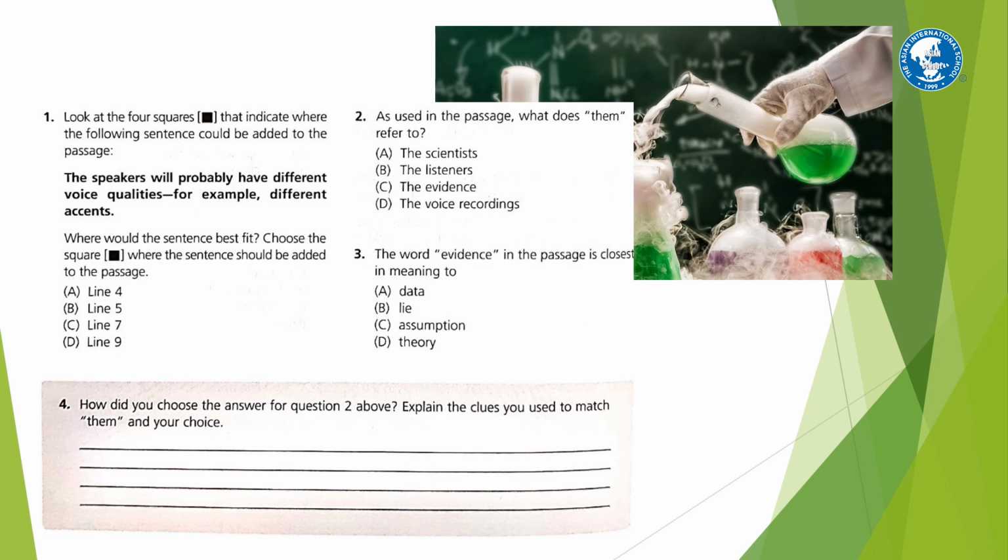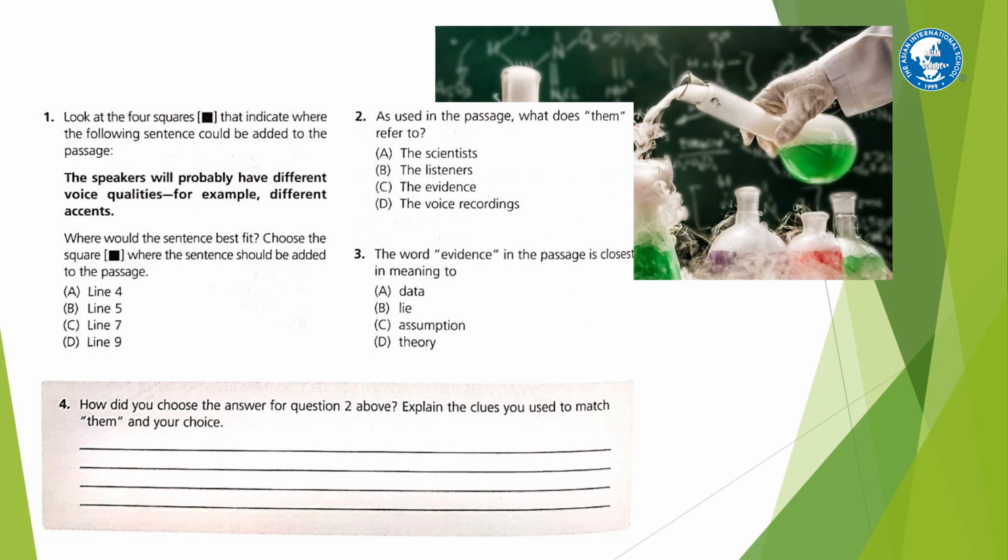Now, question 4 relates to question 2 above. Explain the clues you used to match them and your choice. So I've already told you that them relates to the voice recordings. What would have showed you that that was the case? You could have spoken about the fact that them refers to something plural. So that would rule out C, the evidence. It would have to be one of the ones that ends with S, scientists, listeners, or voice recordings. The verb associated with them is play. Recordings can be played, but speakers cannot, and therefore the correct choice would be recording.